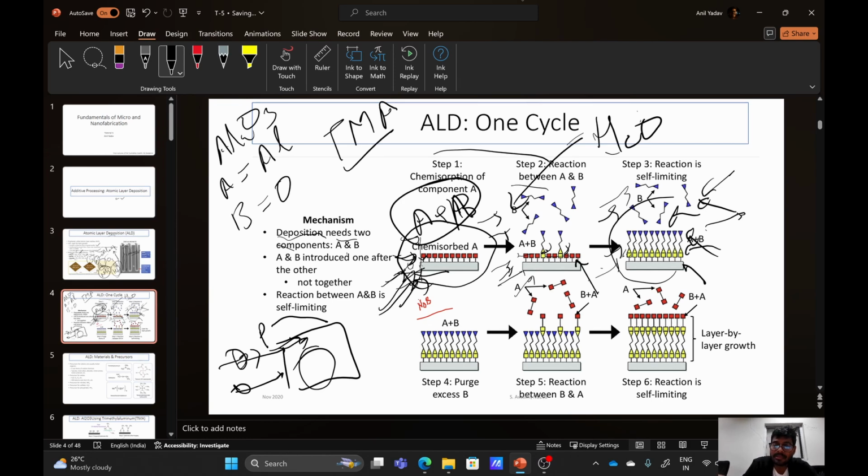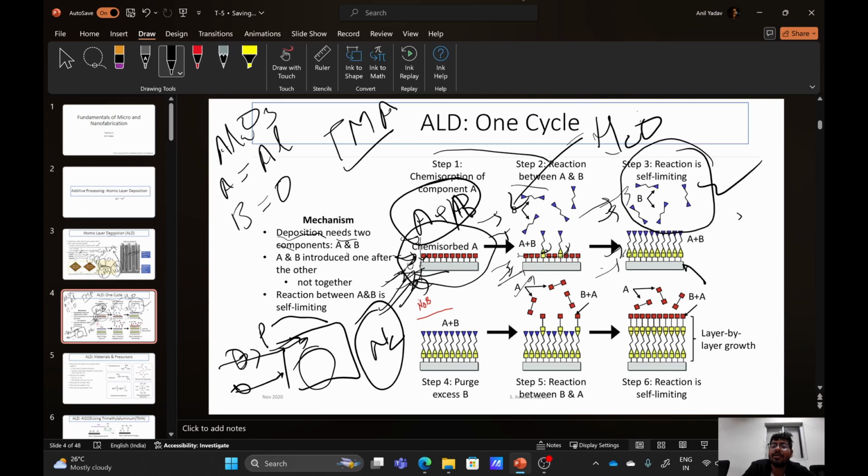So what we will do is flush this chamber with nitrogen. Whatever extra precursor is available in the environment of the chamber will be removed with the nitrogen, because it is an inert gas. Either you can use nitrogen or argon. Usually nitrogen is used because it is less expensive than argon, which is more expensive. So you can flush the chamber with nitrogen.